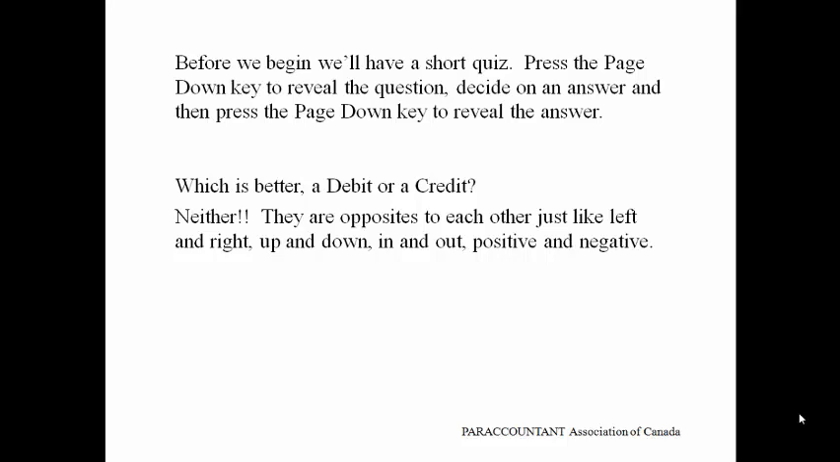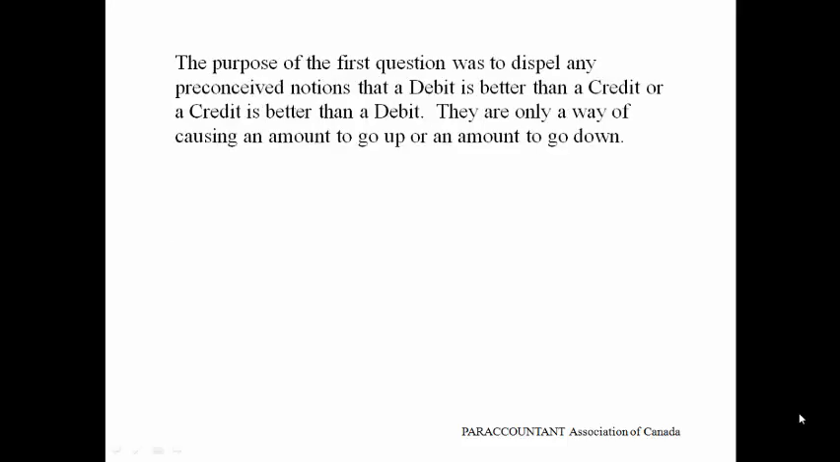Before we begin, we'll have a short quiz. Which is better, a debit or a credit? Have your answer? Neither. They are opposites to each other, just like left and right, up and down, in and out, positive and negative. The purpose of the question was to dispel any preconceived notions that a debit is better than a credit or a credit is better than a debit. They are only a way of causing an amount to go up or an amount to go down.